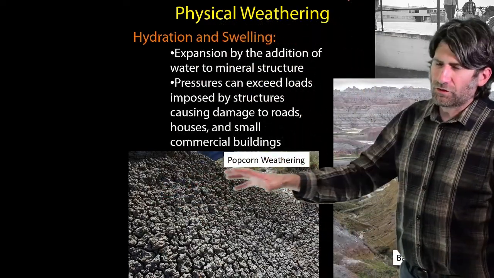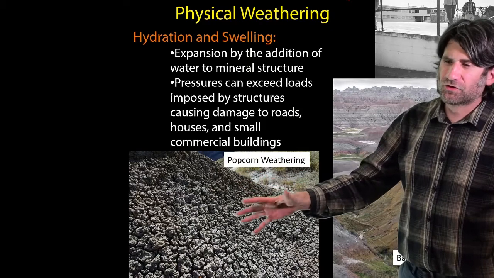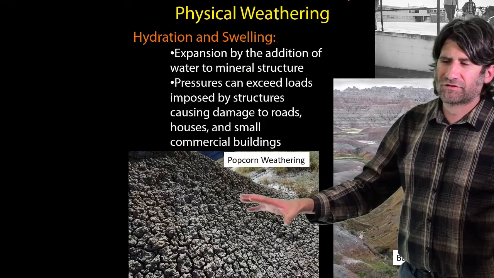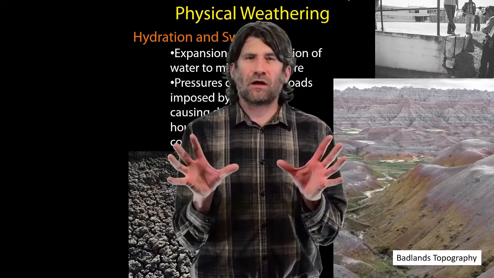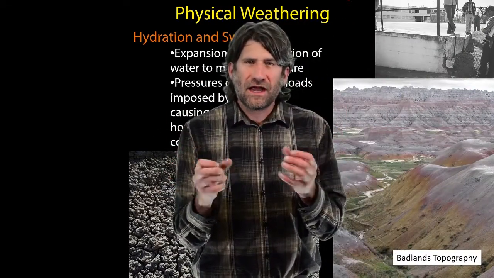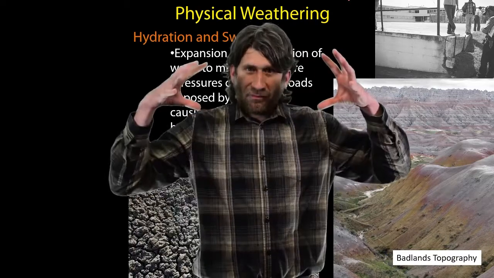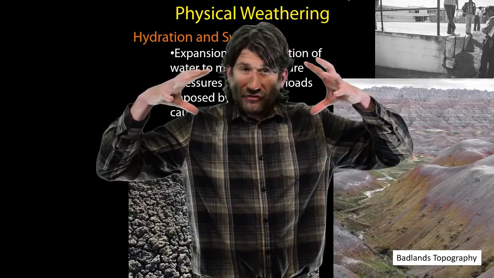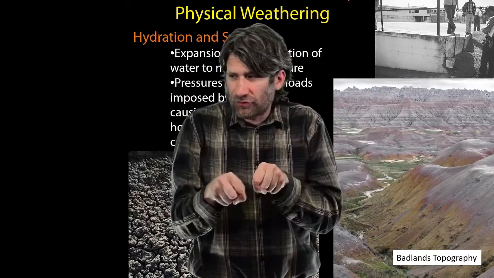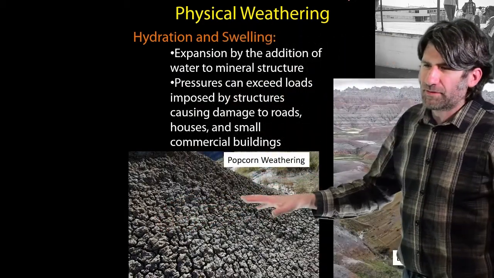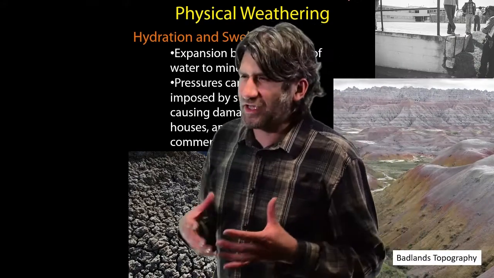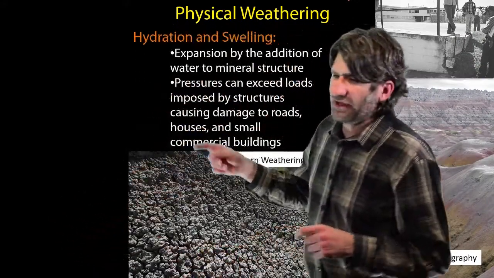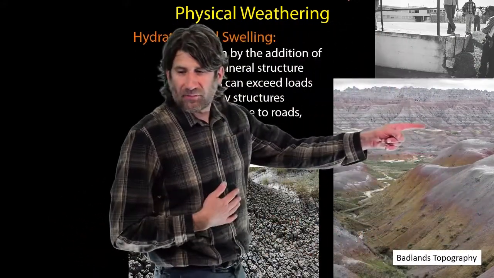In a location with lots of clays in a landscape, you can create what's called popcorn weathering, like you see in this bottom picture right here. Popcorn weathering is where you have a rock with lots of clay in it, and then as you wet it, that expands and it expands out, and then as it dries, it contracts, and you end up with these really cool popcorn type morphology, which is really classic of the Badlands. So this is kind of a Badlands morphology, hence the picture in the background here of the Badlands.